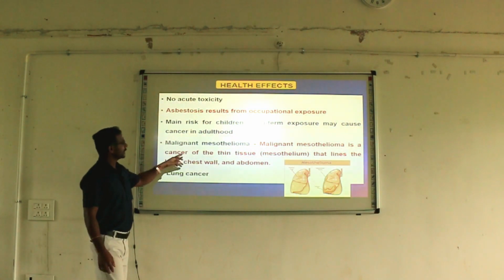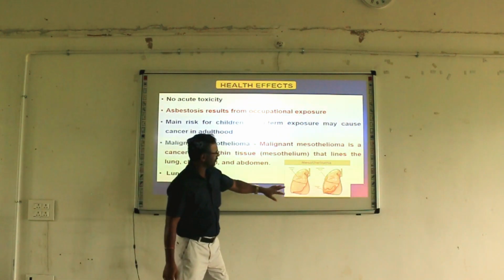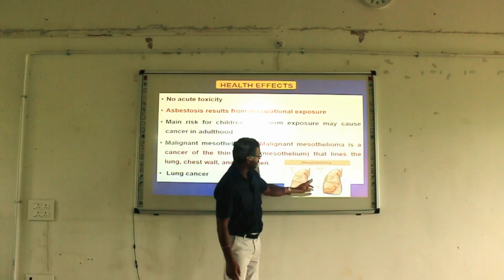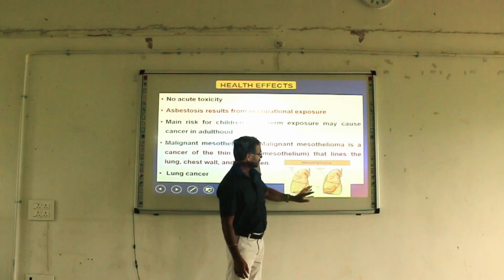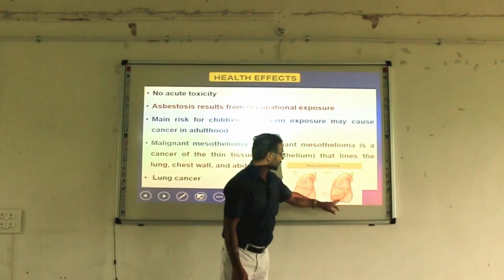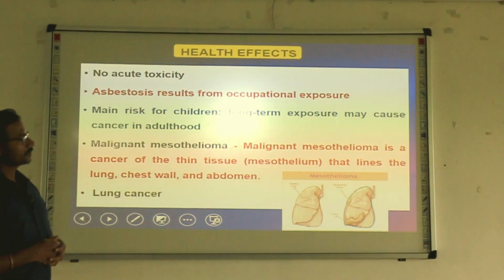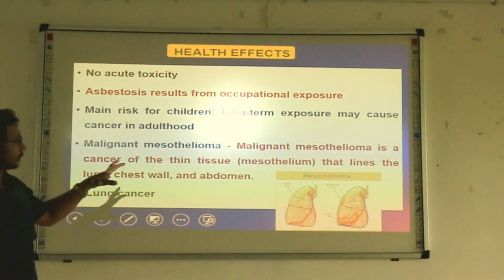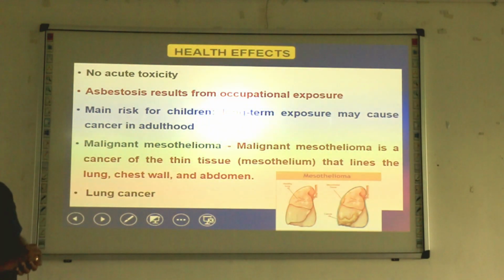Then malignant mesothelioma. In the lungs, the outer surface of the lungs is the mesothelium. That area will be deposited with different types of indoor air pollutants, which will cause cancer. That one is named malignant mesothelioma. That disease is a cancer in the thin tissue deposited on the mesothelium.